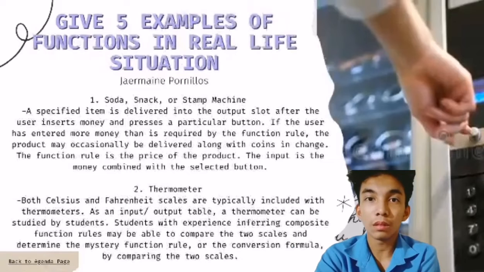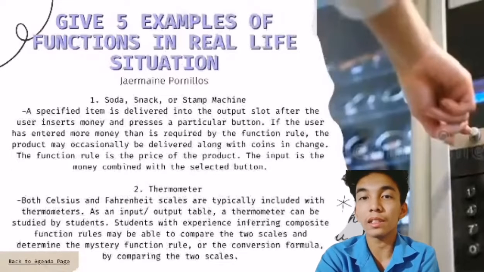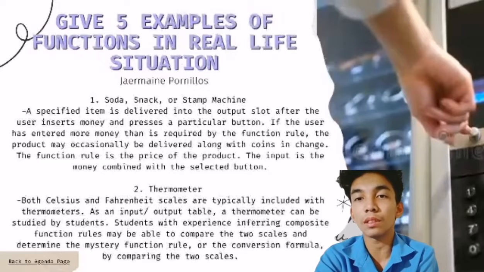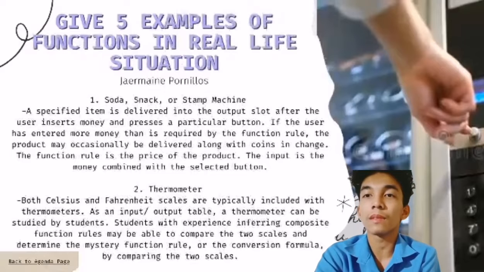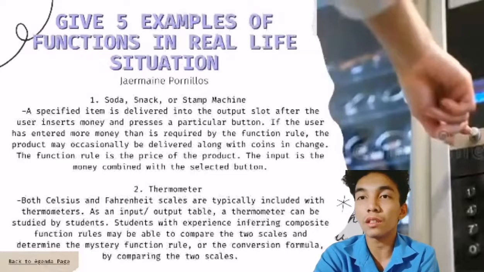Number 2. Thermometer. Both Celsius and Fahrenheit scales are typically included with thermometers. As an input-output table, a thermometer can be studied by students. Students with experience in inferring composite function rules may be able to compare the two scales and determine the mystery function rule, or the conversion formula, by comparing the two scales.